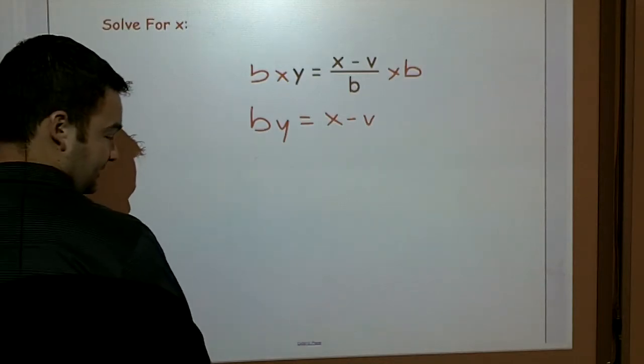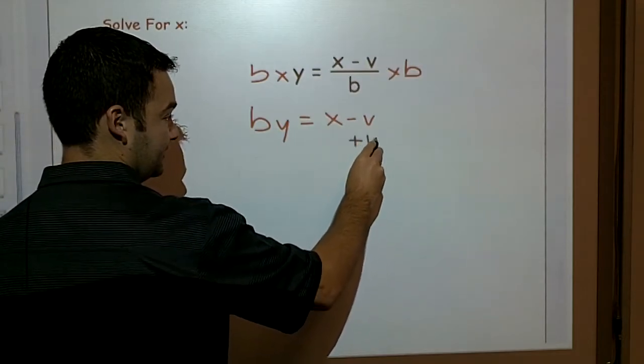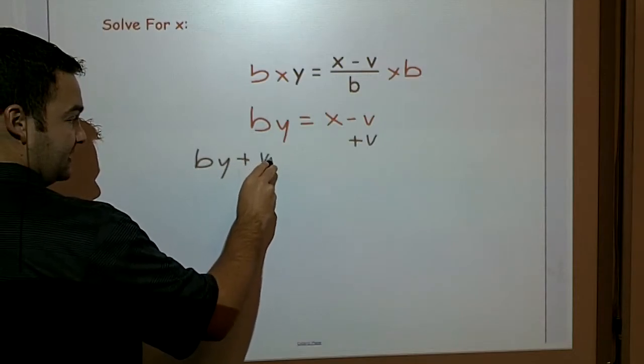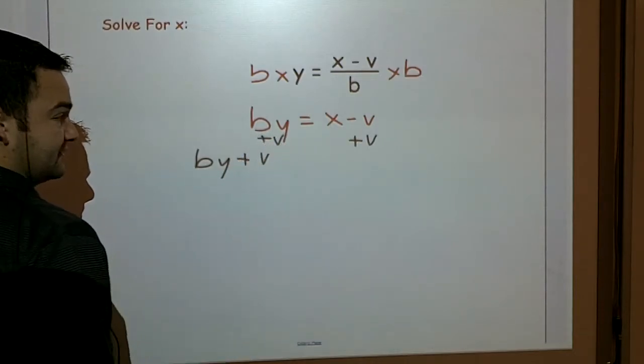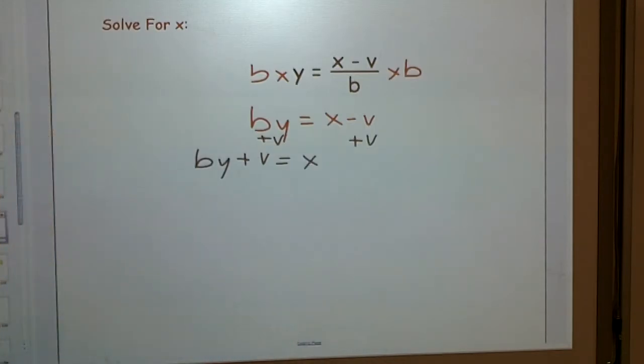And the opposite of subtracting v would be to add v. So now all we're left with is b times y plus v, again we did this on both sides, plus v, is equal to x, and we've solved for x.